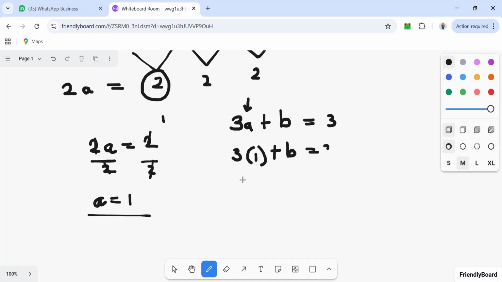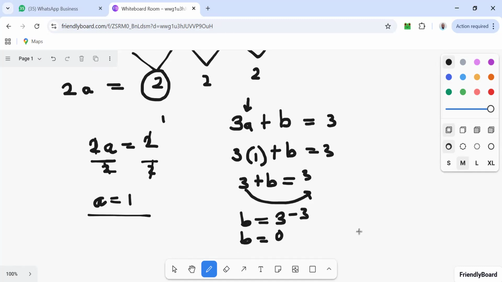All right, so 3 times 1 is 3. So this becomes 3 plus B is equal to 3. Then I take this 3 to the other side where it's going to be subtracted. So you can see that B is going to be equal to 3 minus 3, which is 0. So B is equal to 0. So I found my B. So now I can find my C by substituting my value of A and my value of B.